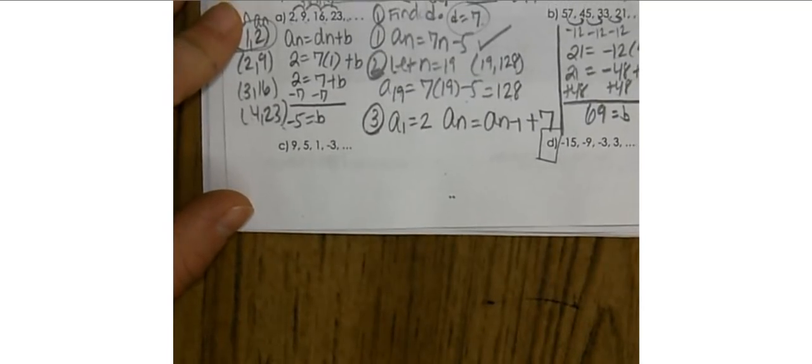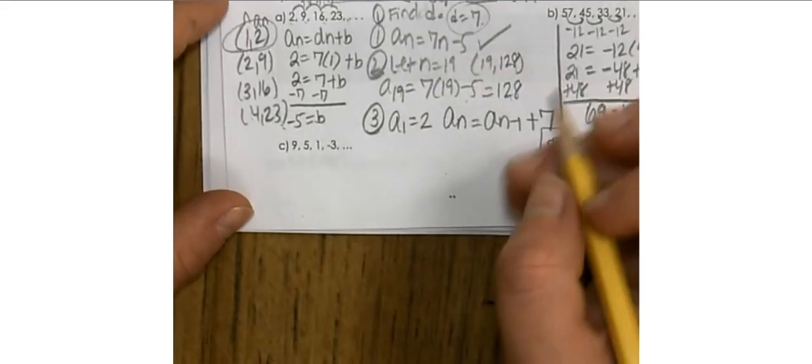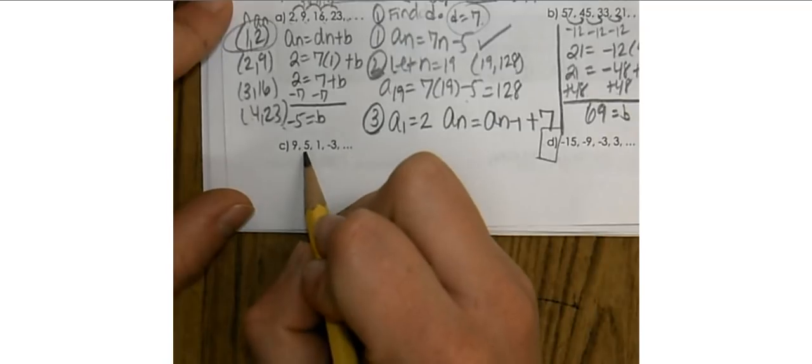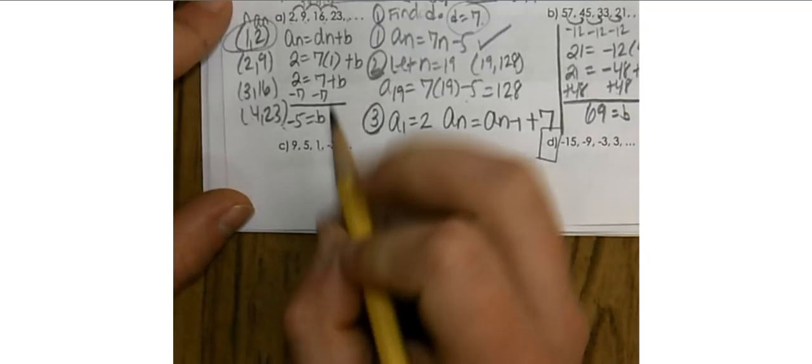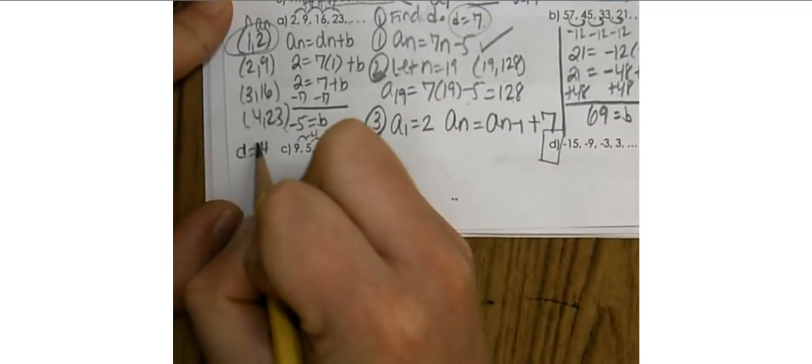If you want to try letter C on your own, feel free to pause the video and try it on your own just to make sure you know what you're doing. But the first thing I'm going to do is identify what my common difference is. Going from 9 to 5 and 5 to 1 and 1 to negative 3, it looks like we are subtracting 4 each time in order for us to get to our next value, which means our common difference is negative 4.